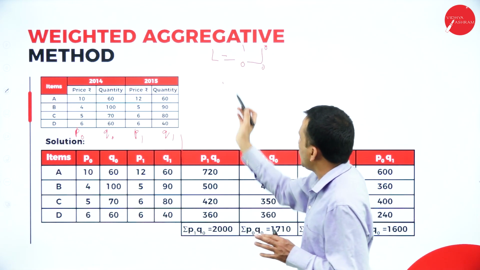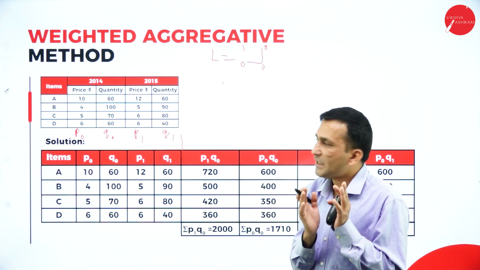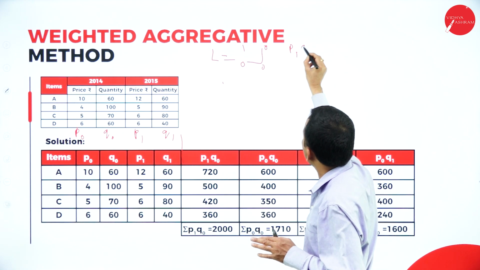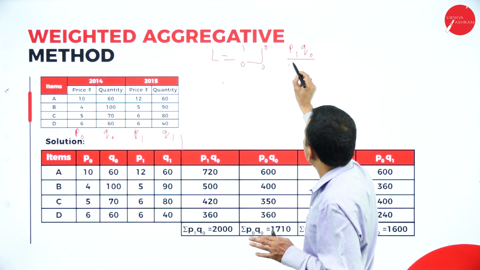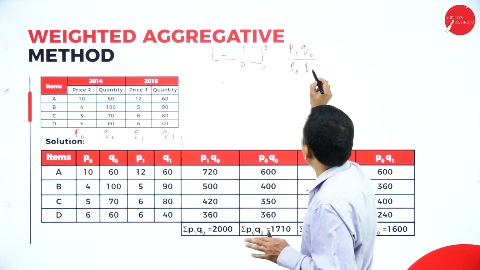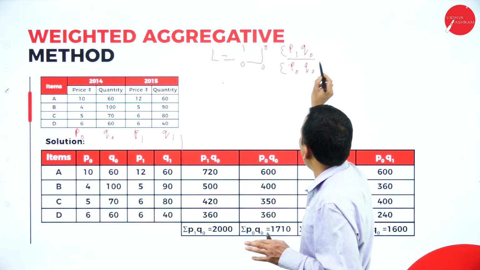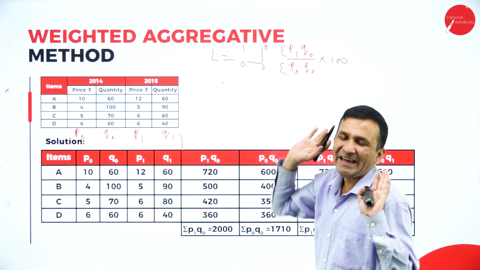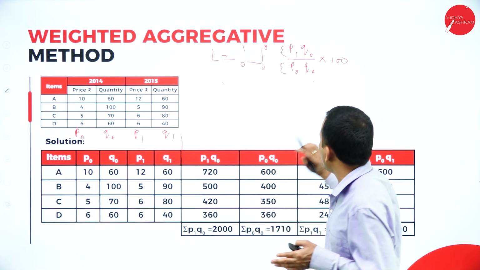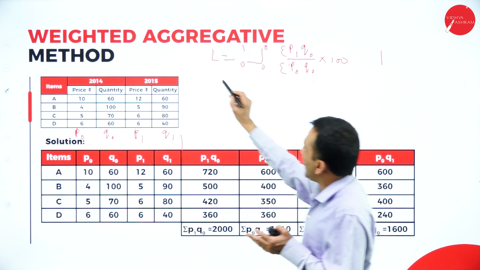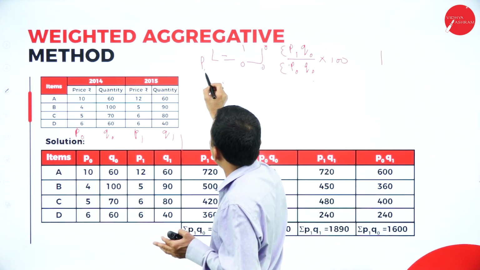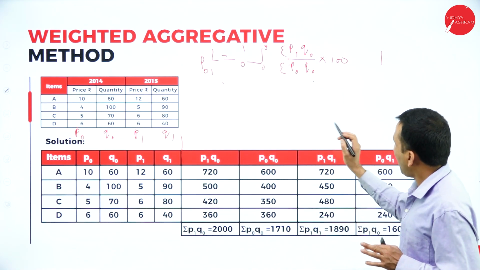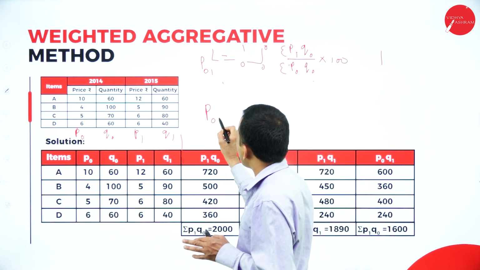So when you go for the price index, which starts with price and ends with quantity, that is P1 Q0 divided by P0 Q0, taking sigma, into 100. According to the Laspeyres formula, if you know it, easily you can do all the other methods also. The price index is written as P01 to the power of L. Next, how we do the Paasche method, the same price index for Paasche.